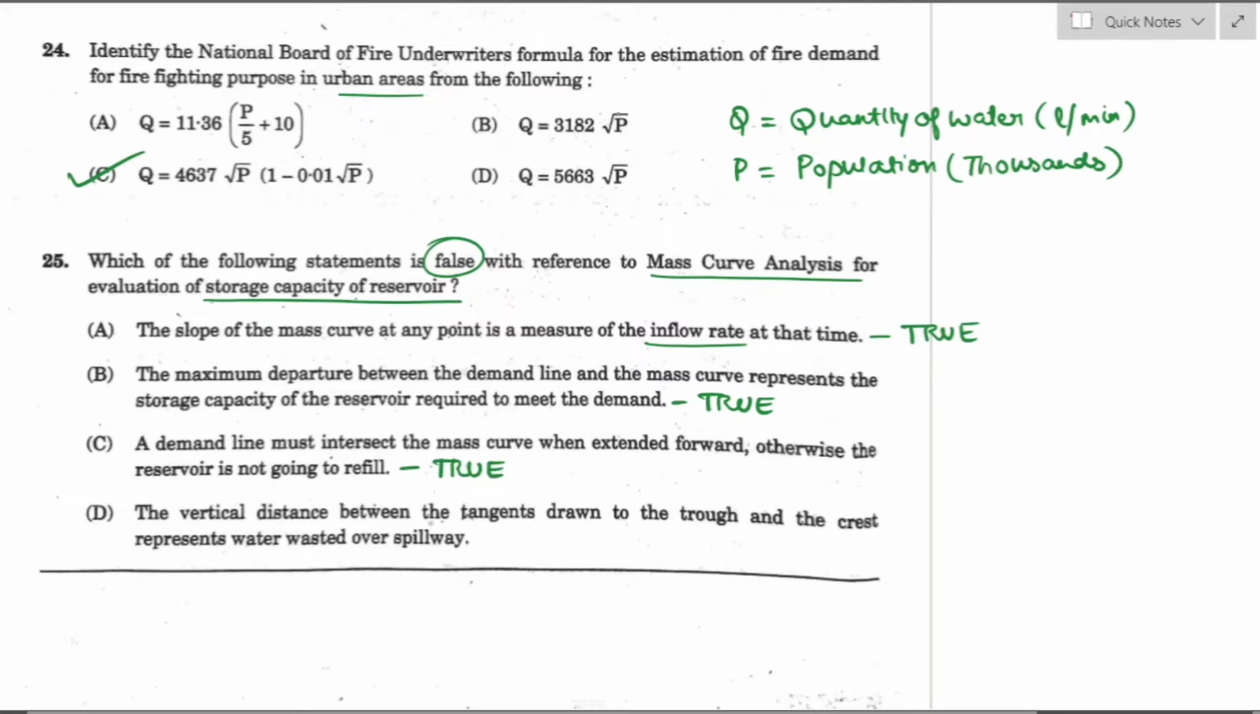Option D. The vertical distance between the tangents drawn to the trough and the crest represents water wasted over spillway. So this statement is false, because the vertical distance is always between tangents drawn to two consecutive troughs only. It shall not be both trough and crest, it shall be only two consecutive troughs. So option D is the correct answer, which is a false statement.